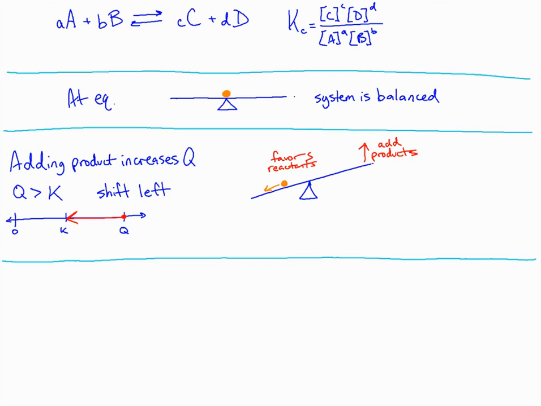So let's look at my teeter-totter. We added some products, and let's just say that we're stacking things under this. The more you stack under it, it lifts this side. And what happens to the basketball? That shows us which way we're going to shift. So if we add the number of products and we lift this side, the ball is going to roll to the left, which is a favoring of the reactants.